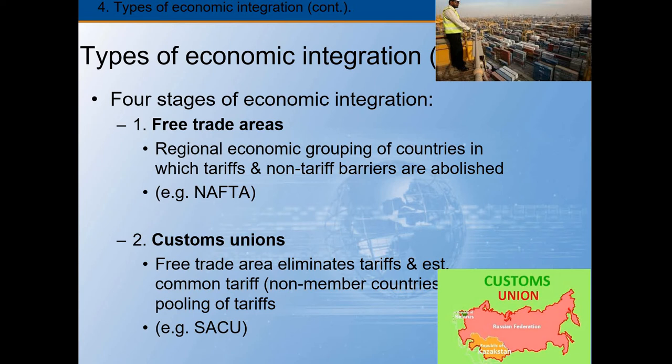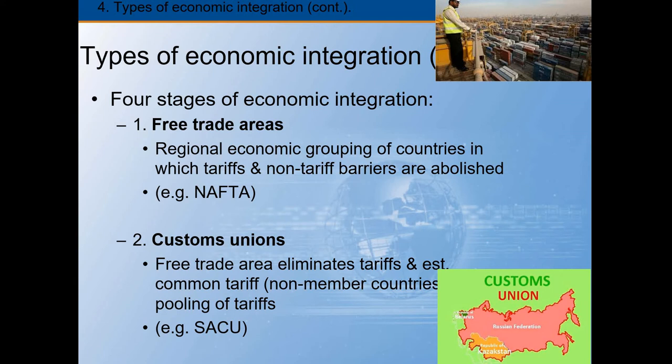Now, you also have stages of economic integration. So countries don't just come together and open their borders overnight. It normally takes time, and economic integration normally builds up slowly. So the first stage of economic integration is what is known as a free trade area.